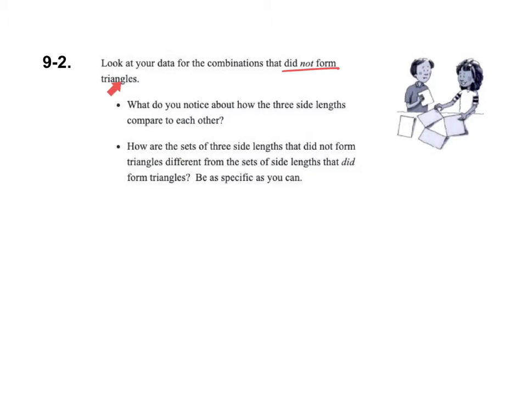So that was the last thing that we looked at, so it's the bottom right, if you have the printed copy of it. And it says, what do you notice about how the 3 side lengths compare to each other, and how are the sets of 3 side lengths that did not form triangles different from the sets that did form triangles? Be as specific as you can. So let's take a look at our data here.